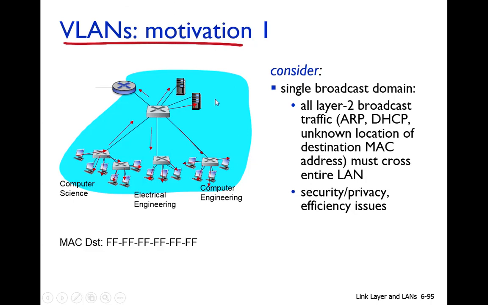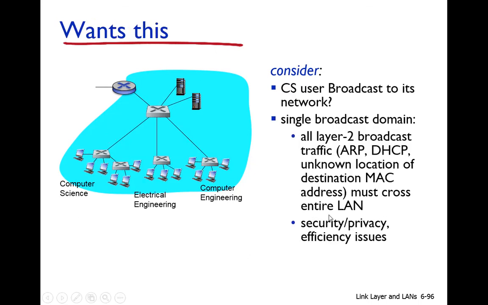Now we are going to discuss that security and privacy is a main issue. What we want is that the broadcast from the CS user should be contained in this network and should not reach other nodes. If it does not reach other nodes, then these nodes can transmit data to other nodes at the same time. And the second is the security issue: the computer science data will not reach electrical or computer engineering.